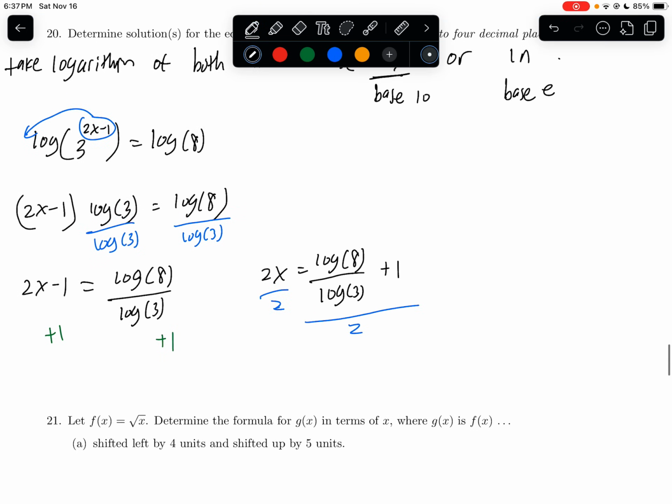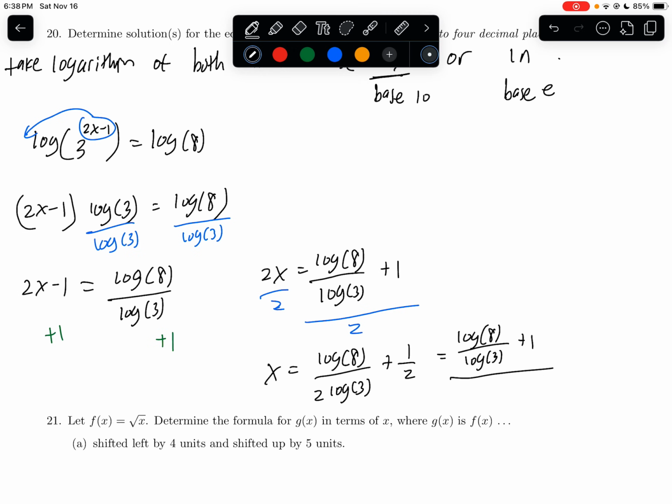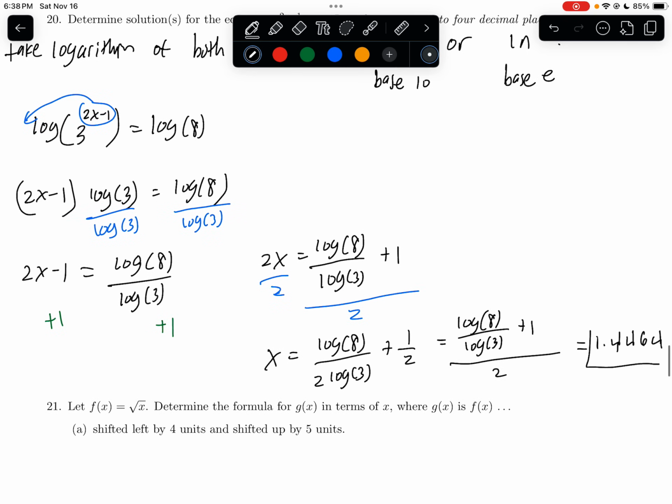And you have to be careful that you do everything. This would mean that the solution is then log of 8 over log 3 plus 1, all over 2. I can kind of absorb the fraction here if I want, or you could leave it as log 8 over log 3 plus 1, and some students do this all over 2. That's also fine. Either way, it doesn't matter. And if you want a decimal, it's approximately 1.4464. So this would be your answer.